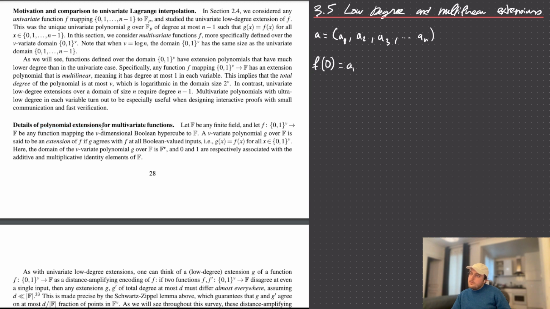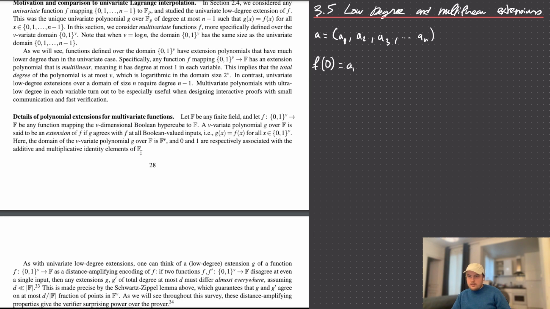Details of polynomial extension for multivariate functions. Let F be a finite field, any finite field. Okay, I have a problem, I don't have this knowledge. What is the v-dimensional Boolean hypercube to F? I guess it's not that hard. I guess a hypercube is just a cube with more than 3 dimensions or something like this.